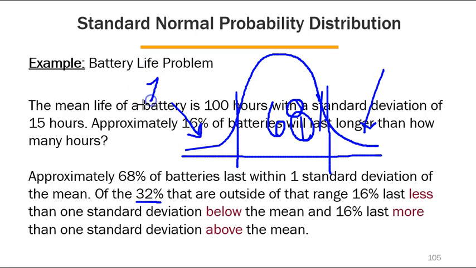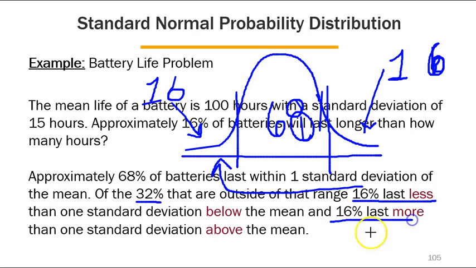How do I get 32? I get 16 down below, and I get 16 up above, 16 over here, and those add up to this 32. So I get 16% that lasts less than one standard deviation below, so this 16% is over here, and I get 16% that lasts more than one standard deviation above. That 16% is up here at the top. Okay, so that's how this looks, where I'm coming up with these two values, 16%, 16%.